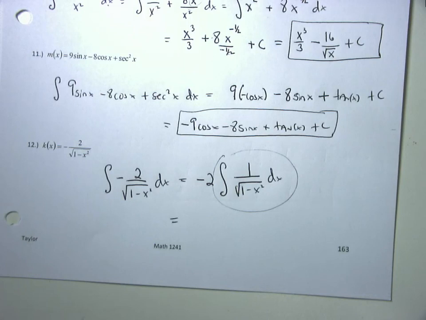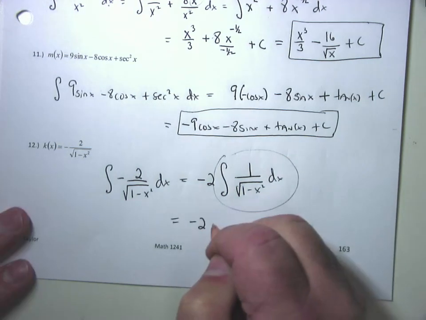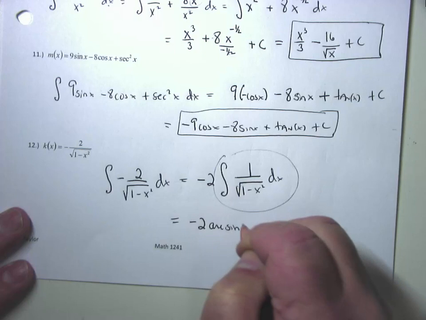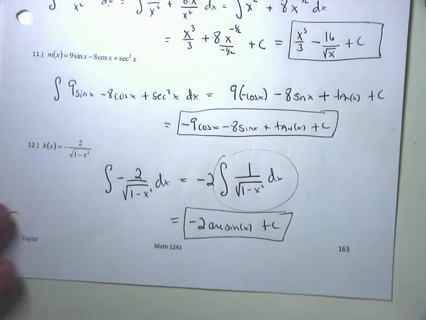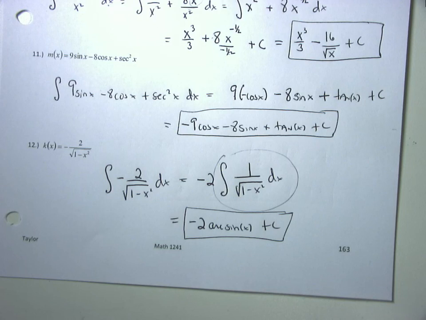What's the integral of 1 over the square root of 1 minus x squared dx? What's the integral of that? Arc sine. Very good. So this is negative 2 times the arc sine of x plus c. Pure memorization. You either know it or you don't. And if you don't, it's always next semester. Okay. I'm trying to tell you, memorize this stuff. This is calc. It only gets worse in calc 2 to let you know about memorization. Does that make sense? All right.